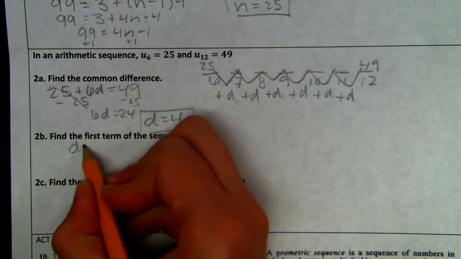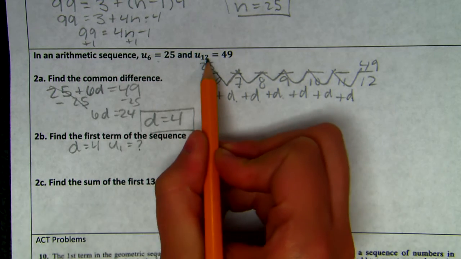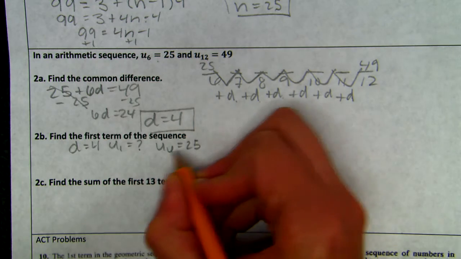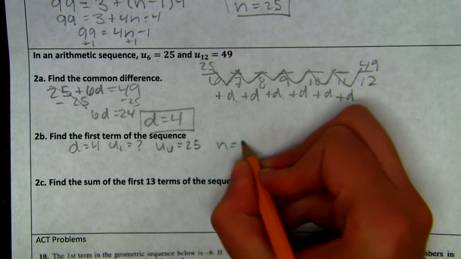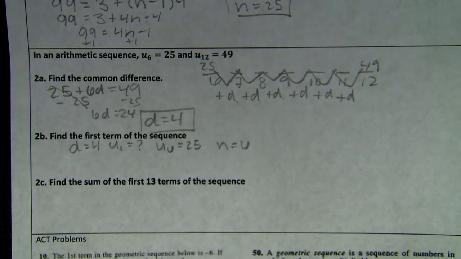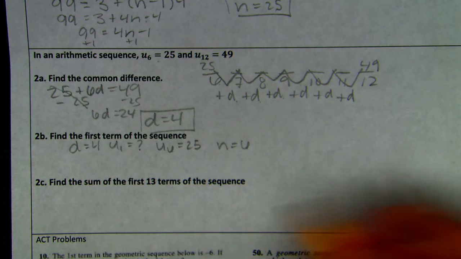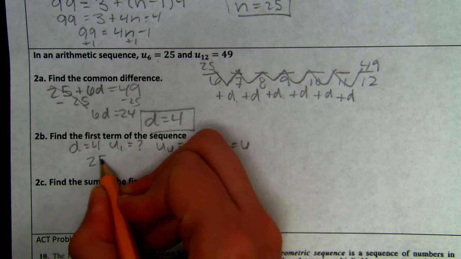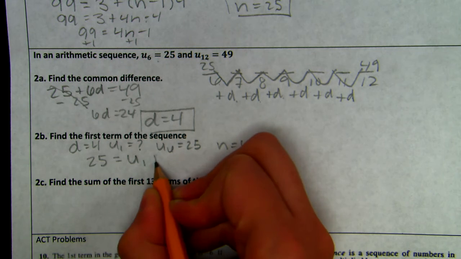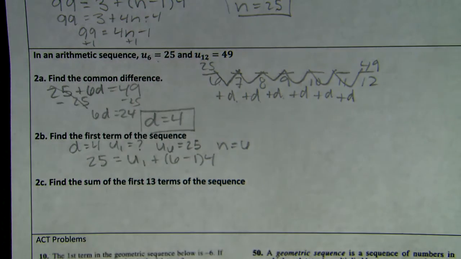So we know that our common difference is 4. I don't know my first term, but I have 2 terms that are given up here. So I know that u6 is going to equal 25. My 6th term is 25, and that means that n equals 6, because again, this is the value of my 6th term, and n equals 6. So using my equation that I wrote at the top that hopefully you wrote down the first time, I'm going to fill in 25 equals my first term, I don't know, so I'll leave that as u1, plus n minus 1, n was 6 minus 1 times our common difference of 4.